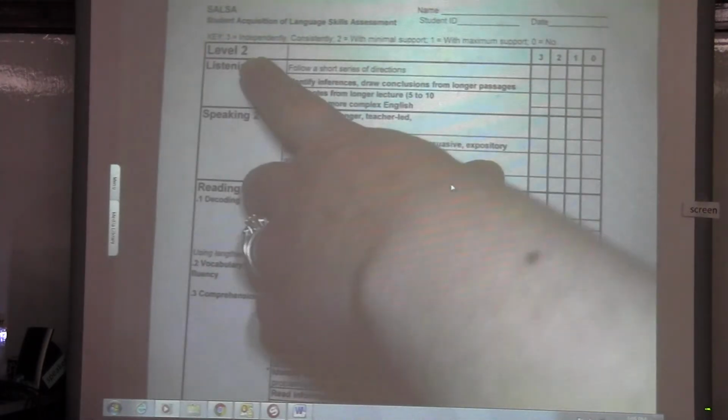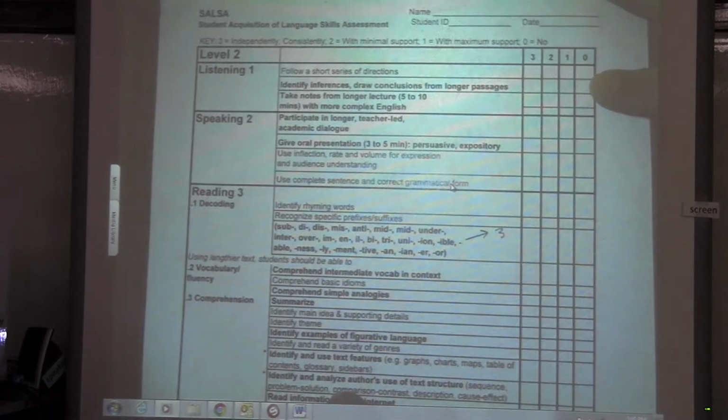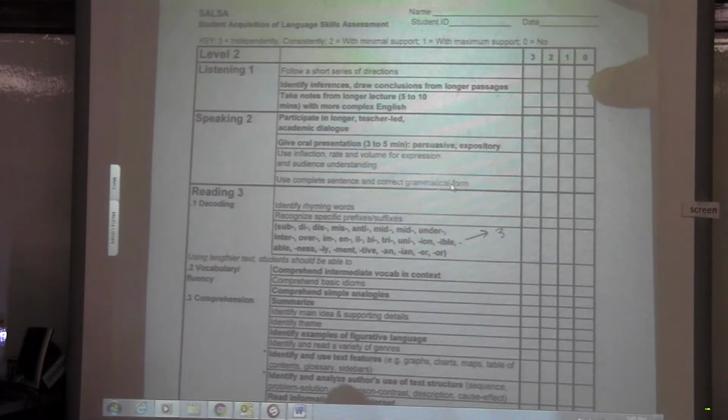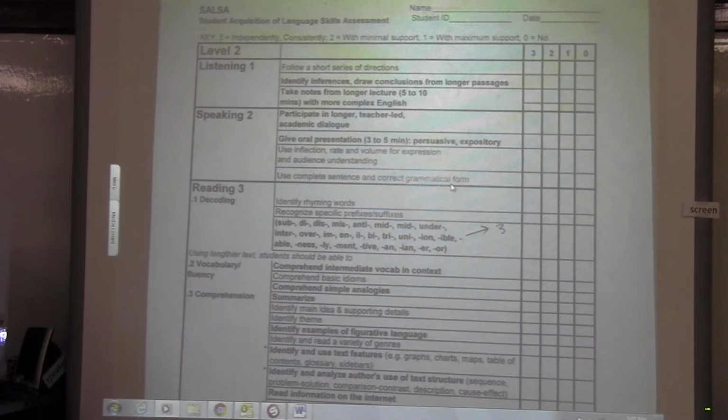We also have a SALSA for transitioning English. So these are the skills that students should be able to meet by the end of transitioning English. We have a level 3 SALSA, but it is still being revised by the district.